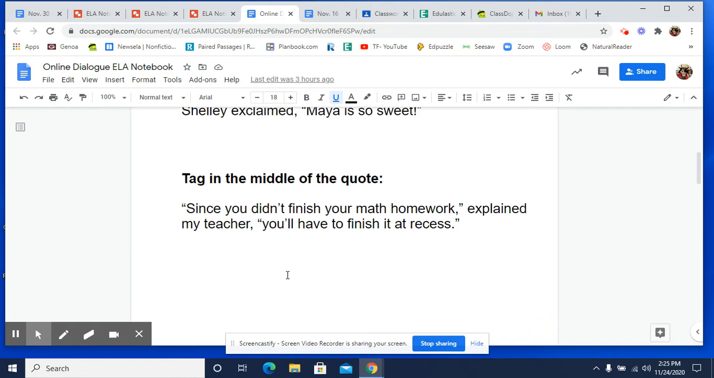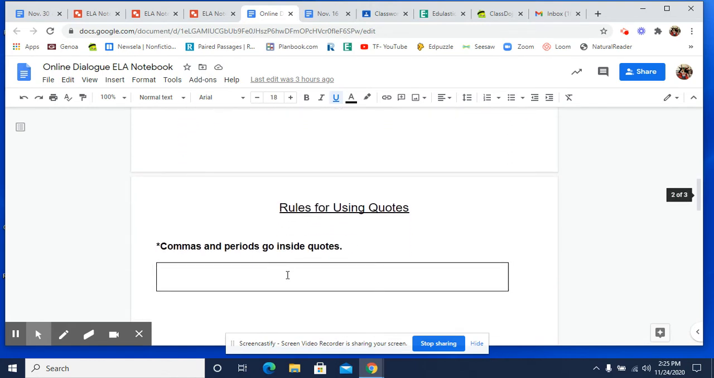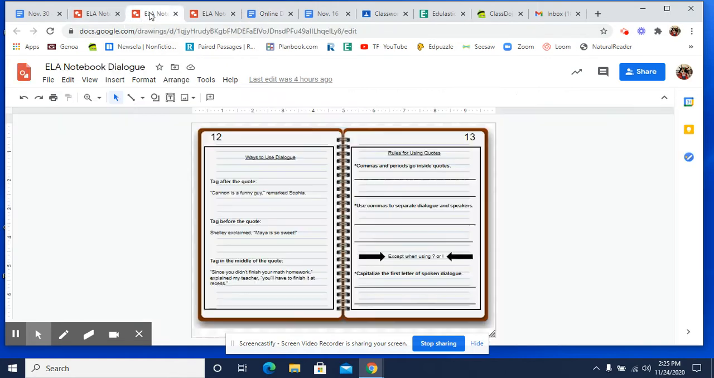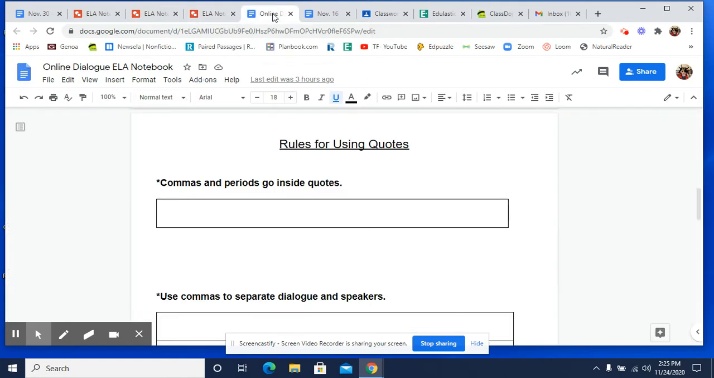All right. So let's go to the next page. Okay. So this would be right here on page 13. I know it looks a little different, because this will be easier for those who have to do it online, who can't print it off.